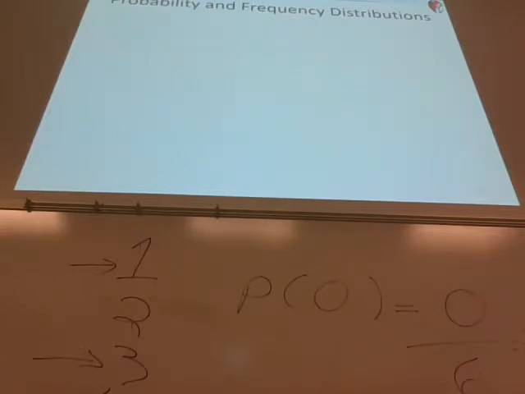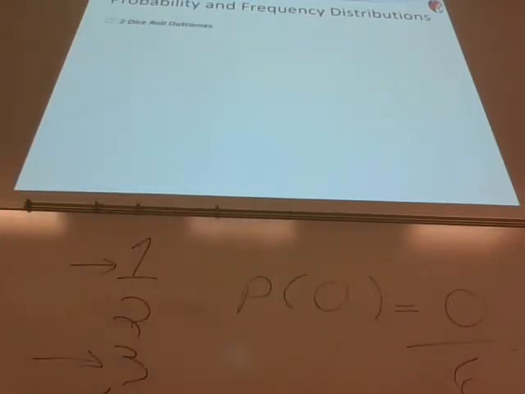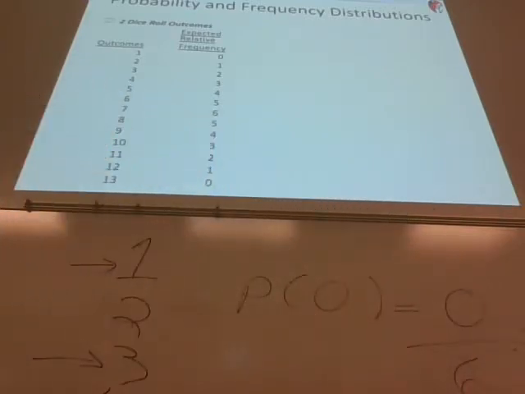All righty. Let's take a look at something a little bit more complicated. 2 dice rolls. All right, so let's say that you were playing Monopoly and you're rolling your 2 dice. You got outcomes, you got your expected relative frequencies. Those are your outcomes right there. So there are no ways that you can roll a 1. So if you're playing Monopoly and somebody rolls a 1, they're cheating or they're hiding their dice.